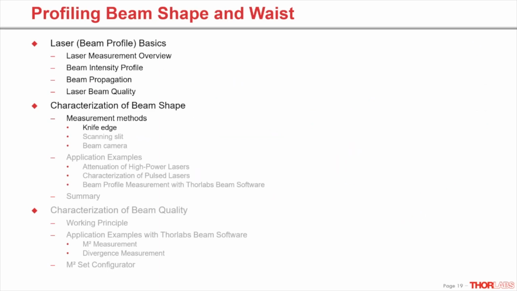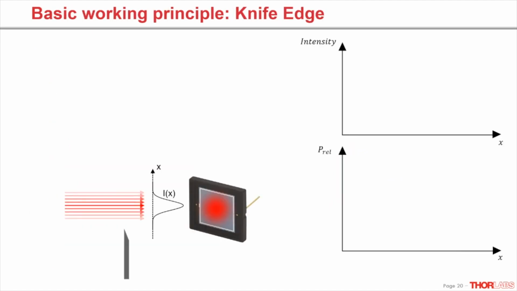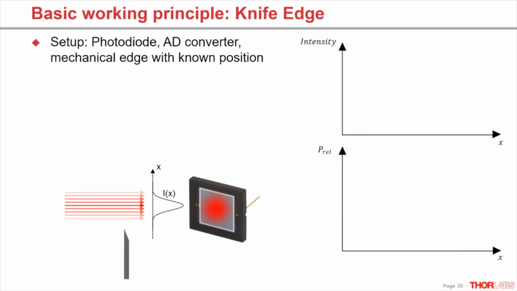So now that we know the basics about beam shape and waist, we will look at how these parameters can be measured. We are starting with measuring the shape with the knife edge method. The easiest way to measure the beam diameter is to scan the beam with an edge that is moved perpendicular through the laser beam, measuring the passing optical power with a photodiode. Of course, the photodiode must be large enough to fit the full beam.